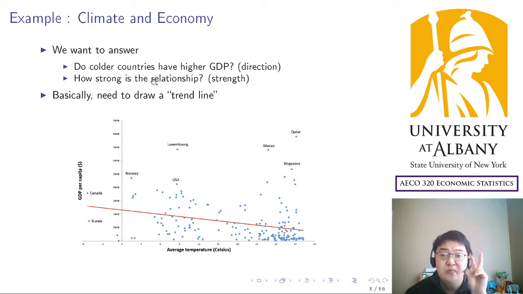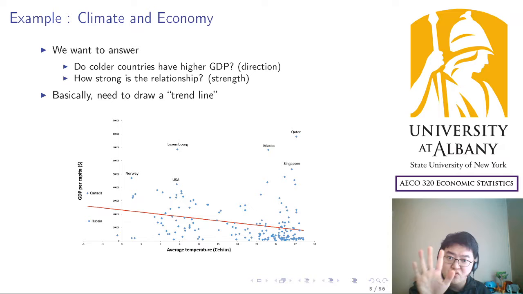So we have two major questions. Do colder countries have higher GDP per capita? This is about direction. If colder countries tend to have higher GDP, it's about whether GDP increases or decreases as temperature drops or increases. That's the direction. And second, how strong is the relationship? It's about strength. Is temperature an important determinant of GDP per capita or not? How strong is that? So keep that in mind.